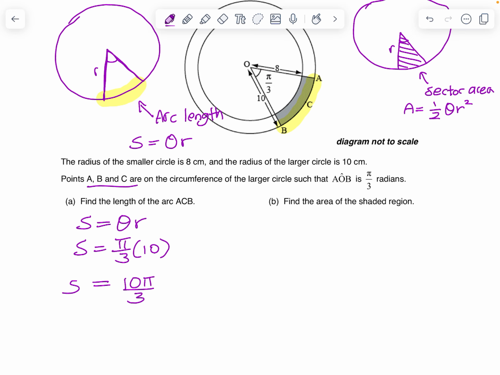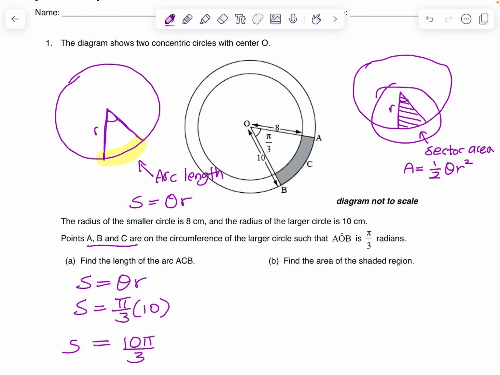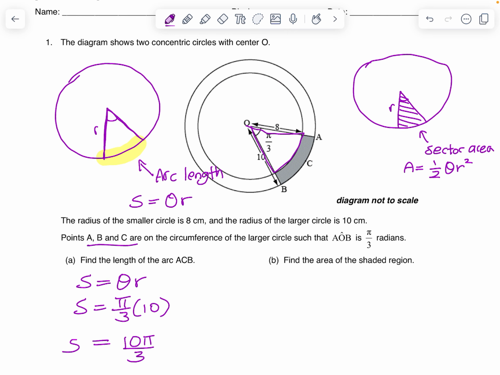Now, for question B then, find the area of the shaded region. So we have a shaded region here. We want to solve for that. So as you can see, it is not like what I said earlier. Instead, it has a specific region and not the whole sector area. So that means we have to do a few more steps. And so to do that, we want to solve for the sector area of the inner circle and the sector area of the outer circle. So let's do the sector area of the outer circle first.